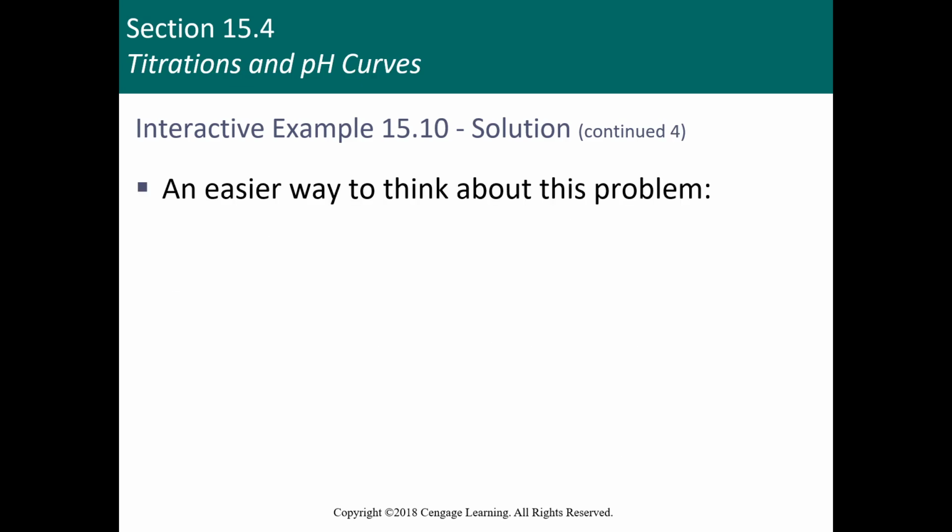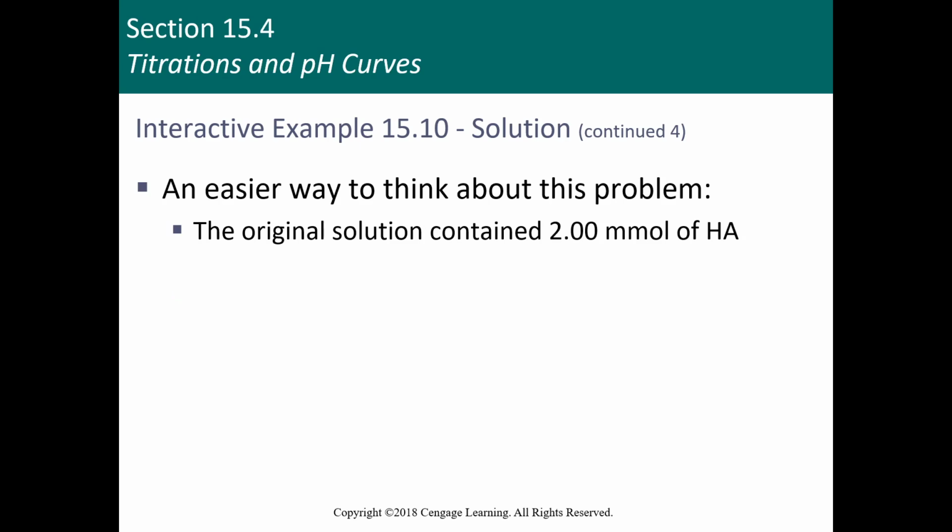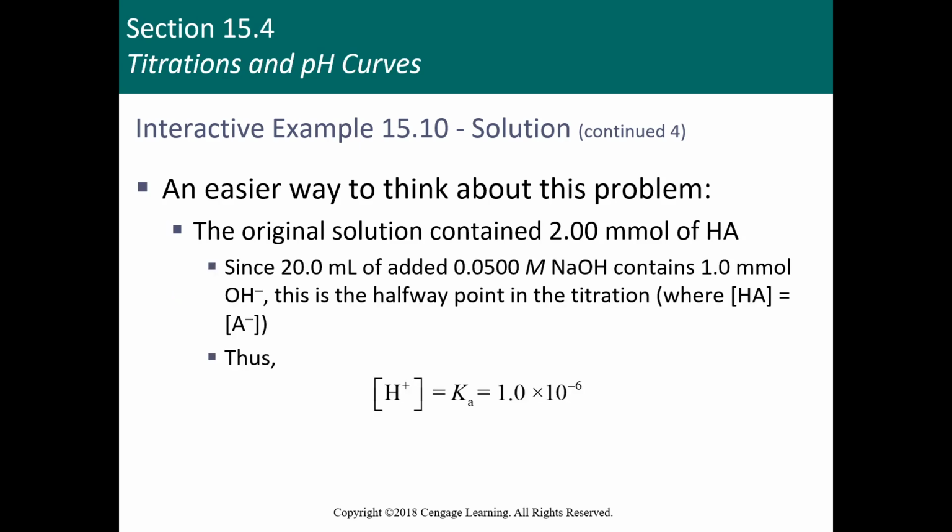Okay, so there is, of course, that easier way that I just mentioned. So you are, of course, at the halfway point. So you are at the point where your H plus concentration is your Ka. Your pH is equal to your pKa. And so your Ka is just 10 to the negative 6 at this point.